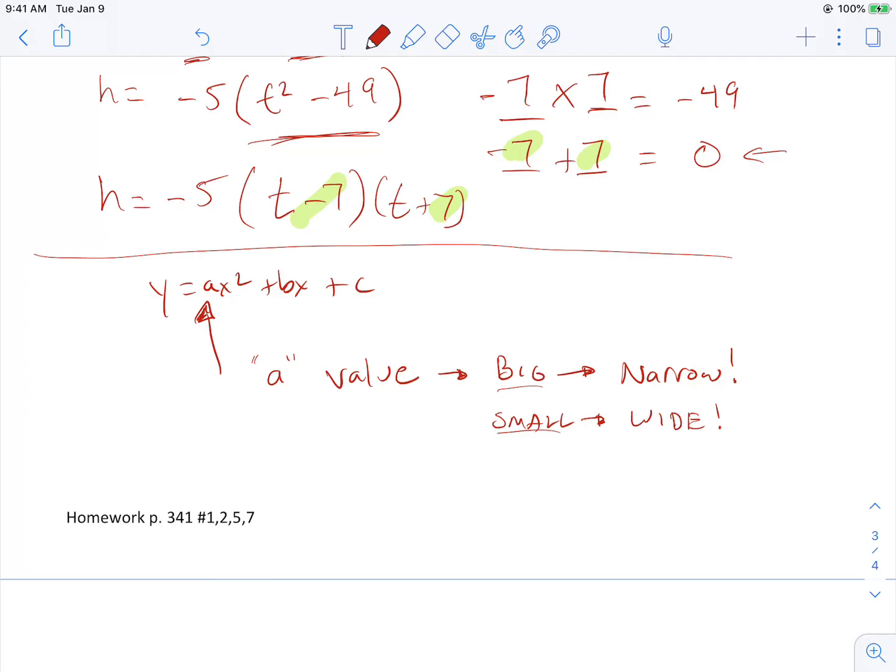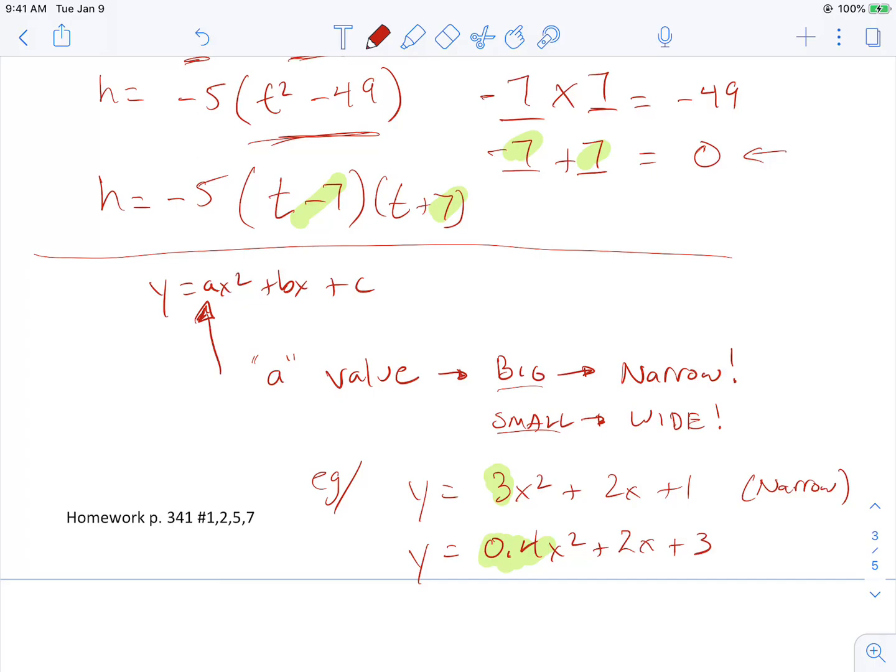Keep that in mind because the very first question you run into in your homework is going to deal with this. So for instance, if I had y equals 3x squared plus 2x plus 1, and I had y equals 0.4x squared plus 2x plus 3, which one is more narrow? Well, you take a look just at our a value, this 3 here, and you say, well, that's bigger than this a value, which is 0.4. So if it's bigger, this one would be more narrow. And if it's smaller, like this one is, this one would be more wide. And that's how you kind of quickly take a glance and say, okay, I know this thing is more narrow, or I know this thing is more wide.